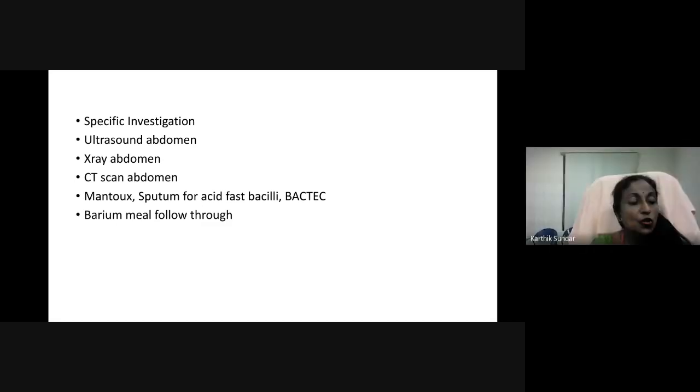So not only about the mesenteric thickening, the mass in the right iliac fossa, it also gives you details about the surrounding structures, what it is. And it confirms that the lesion is in the ileocecal region. Okay? Yes, ma'am. Okay, next.